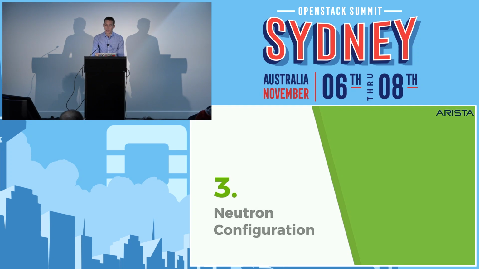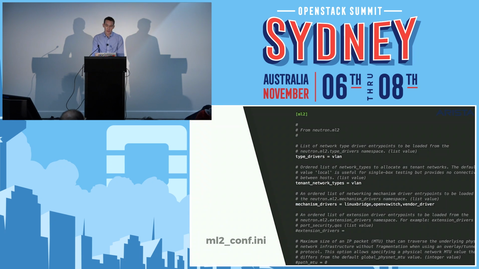So how do we do this? Let's start with Neutron. We have the ML2 config file, and what we're going to do is configure our desired network. I'm just going to go with a simple VLAN network for this session, and then we're going to have to configure our mechanism drivers to do both the hypervisor networking as well as the vendor plugin driver or mechanism driver to handle the hardware networking.